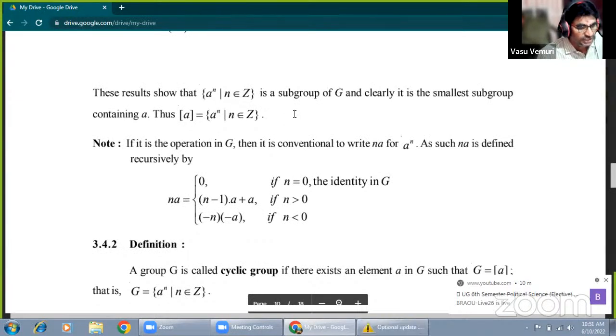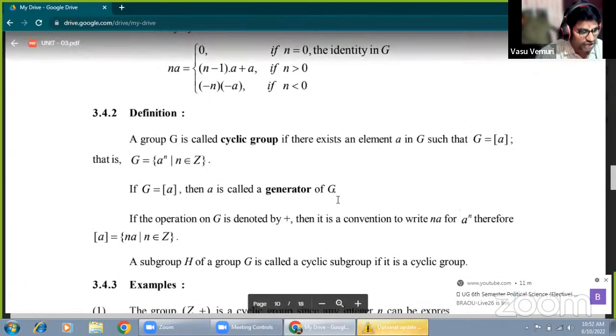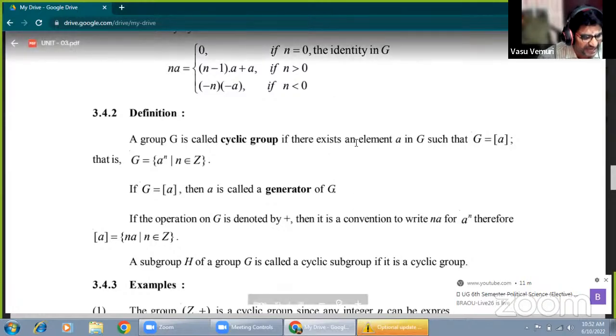Now, the smallest subgroup generated by a, notated as angle brackets a, equals the set of a power n such that n is an integer. Now, you just have to see and write the definition of a cyclic group from an examination point of view. That is very simple, not necessarily in the same manner as the textbook. Simply, a group generated by an element is called a cyclic group. Here, with multiplication as the composition, a generates the set of a power n such that n is an integer.